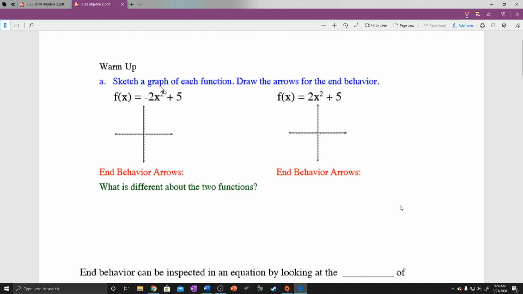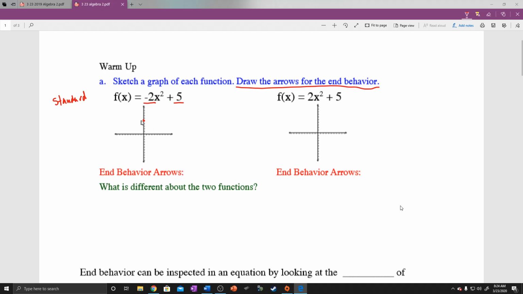So we have two functions, and we just want to draw arrows for their end behavior and sketch the graph. There are a couple things that are similar and translate over to polynomials. One is that this linear factor, when the function's written in standard form, is going to give us the y-intercept. And if we remember about parabolas, this a value is what we called it for parabolas. In polynomials, we're going to call it the leading coefficient.